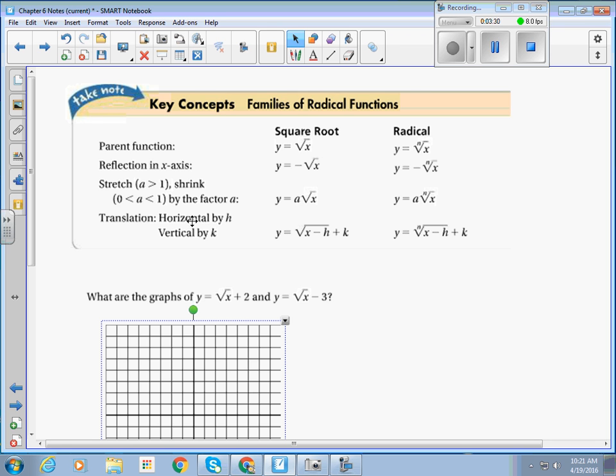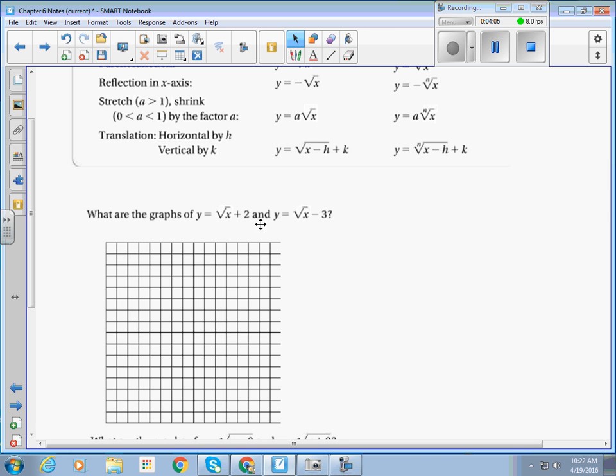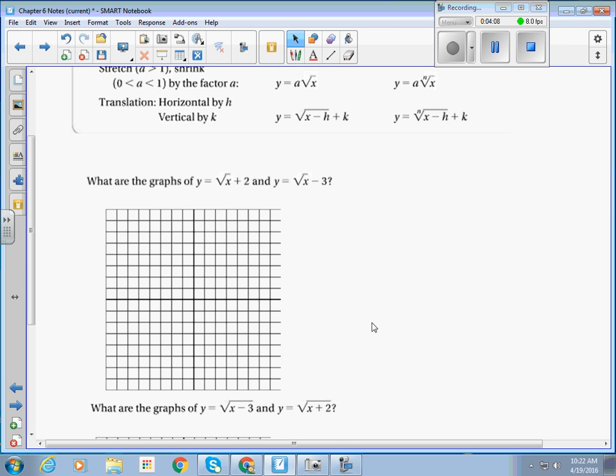If I'm going to translate it horizontally, that's my h value here. That tells me if I have x plus 4, that means a translation 4 units to the left. But the translations act the same way on a root function as they do on a regular function that we've studied. And then a vertical translation by k: plus k moves it up k, minus k moves it down. Okay, so let's take a look at a couple of square root functions.